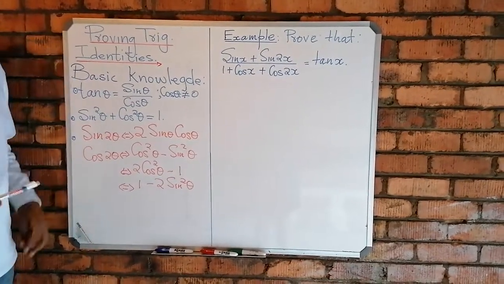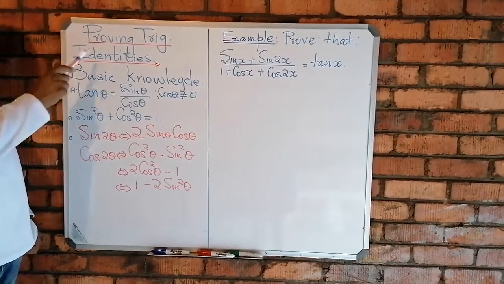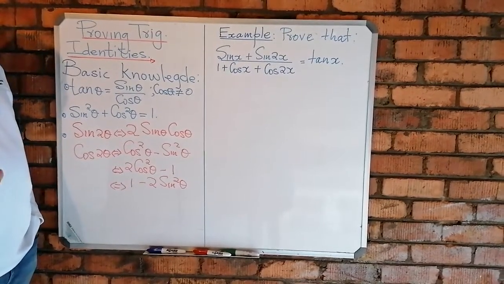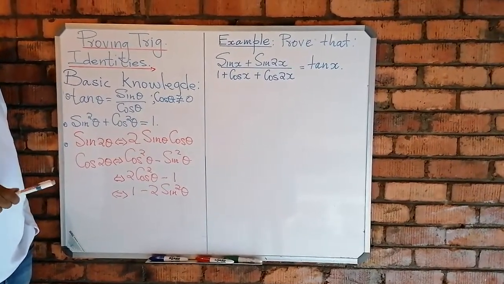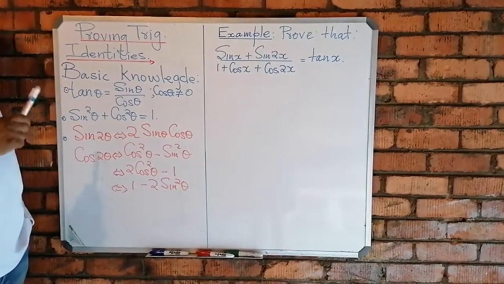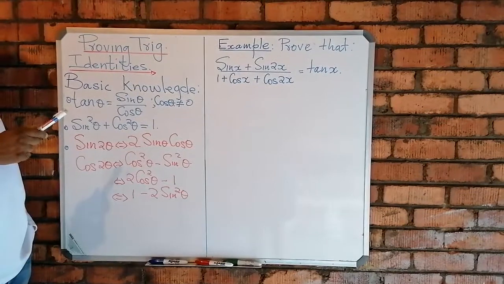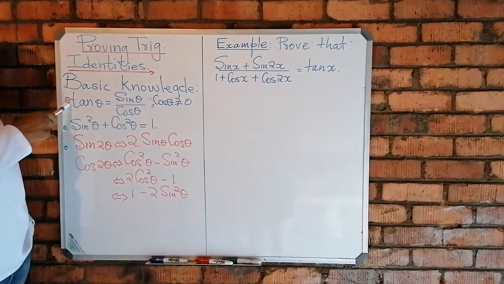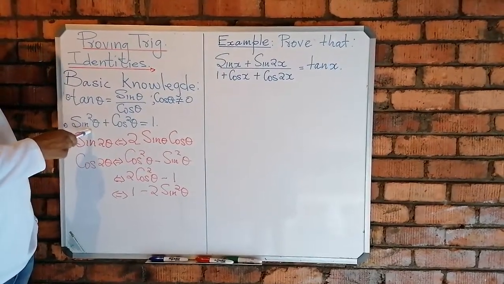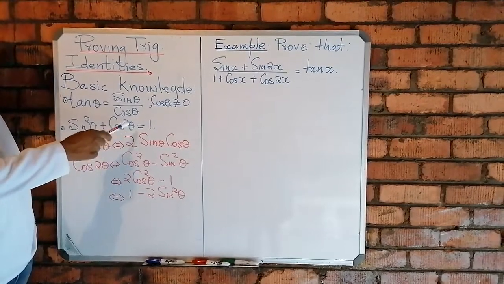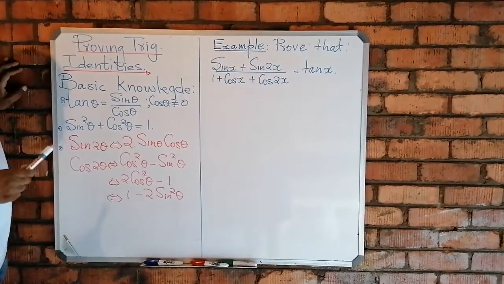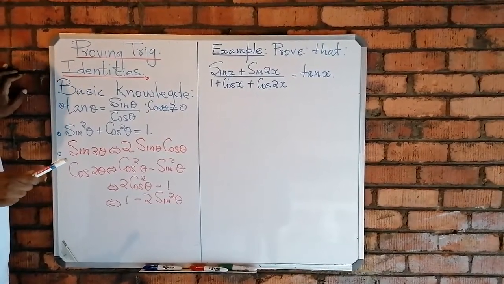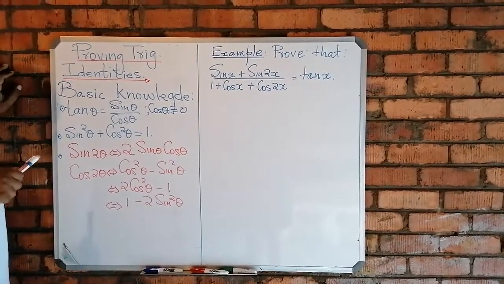Now, today, I am doing proving trigonometric identities, which goes back to grade 11. But now, in grade 11, remember that you only dealt with trigonometric identities that mostly had the quotient identity, tan, and the square identity, sine squared theta plus cos squared theta, which is 1. Now, in grade 12, we added compound angle identities and double angle identities.